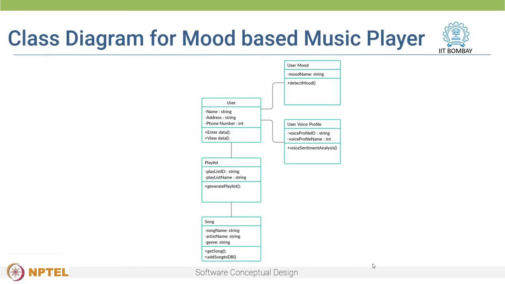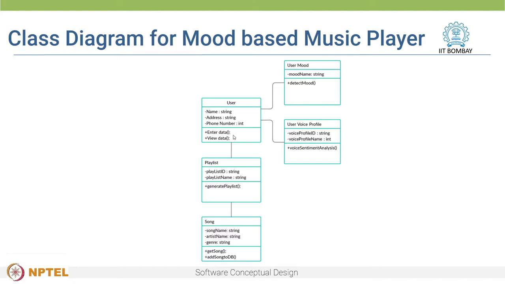The diagram shown on this slide describes the class diagram of the mood-based music player. The class diagram is the main building block of object-oriented modeling. In class diagrams, the classes are represented with boxes that contain three compartments. The top compartment contains the name of the class. The middle compartment contains the attributes of the class. And the bottom compartment contains the operations of the class which can be executed.